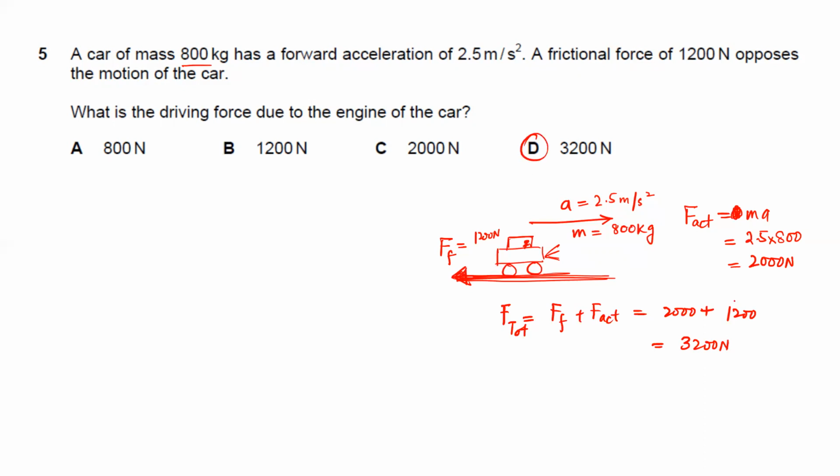Remember, a common mistake people make in this question is to simply subtract the 1200 friction from the forward acting force, and they get around 800 Newton and select answer A. This is not the right approach. When a car is driving forward, our engine is overcoming the friction force and providing the desired acceleration, as required by the person that is driving the car. So the best answer is answer D, 3200 Newton.